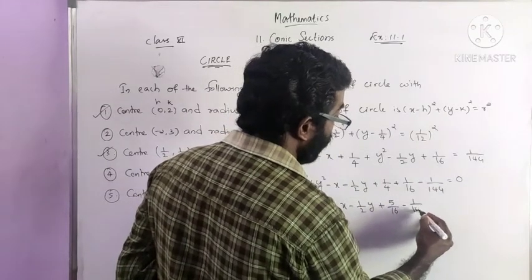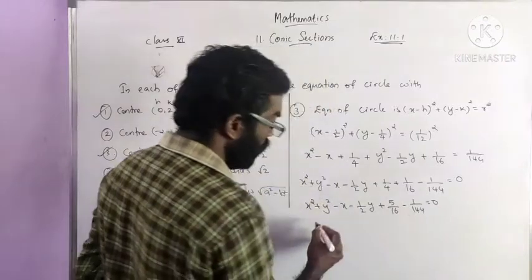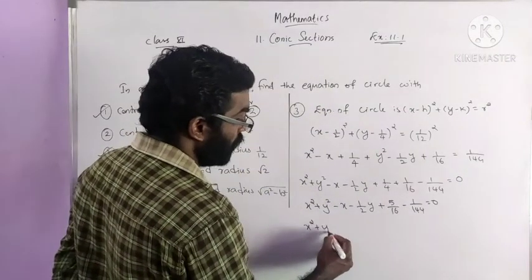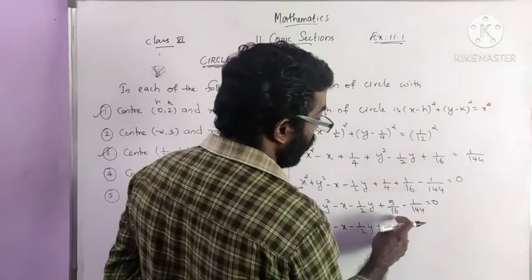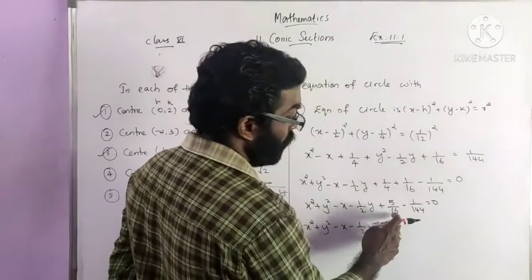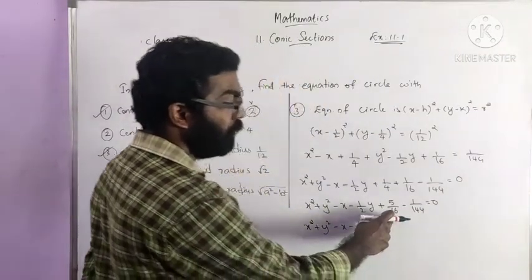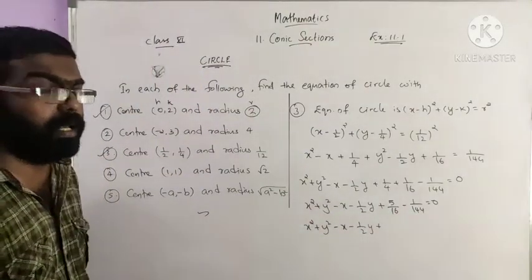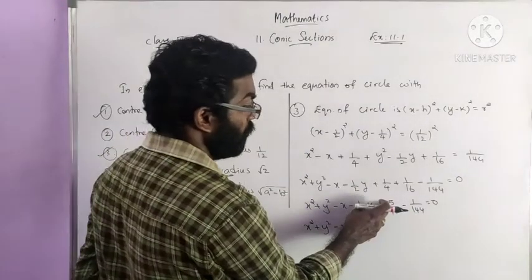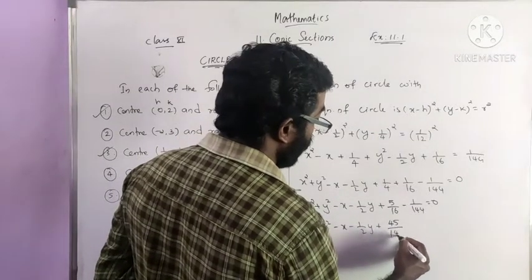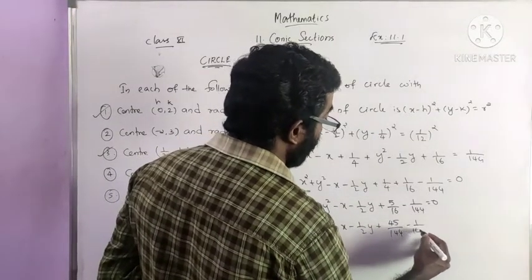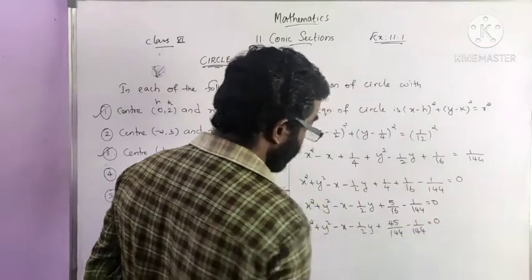Then 1 by 144 equal to 0. That is x square plus y square minus x minus 1 by 2y. Here we can make the denominator same. 16 into 9 is 144. So we can multiply both numerator and denominator by 9. 5 9s are 45. Here 144. Then minus 1 by 144 equal to 0.